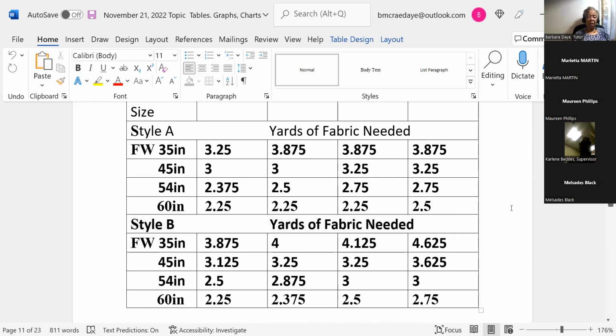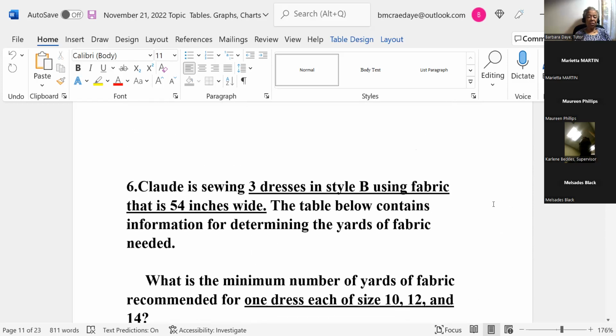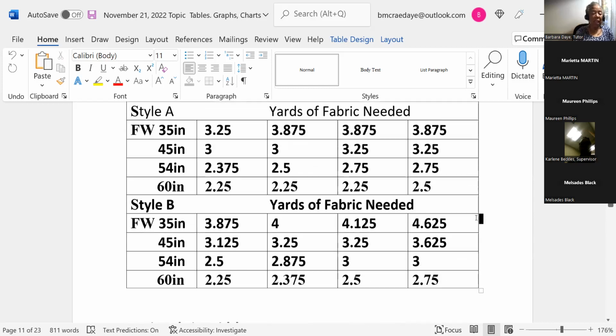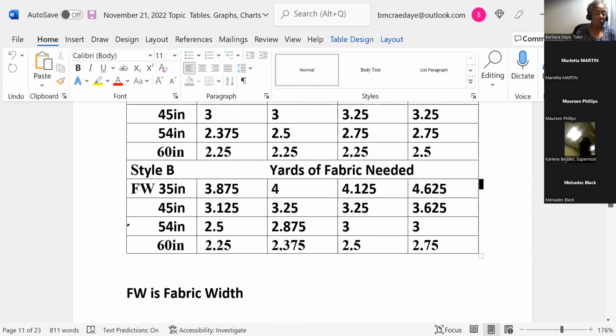Because the answer asks you, he's sewing 3 dresses in style B using fabric that is 54 inches wide. So you only need to look in the table where you have the 54, right here. Let's see. Okay, there we go. We only need to look here, right?